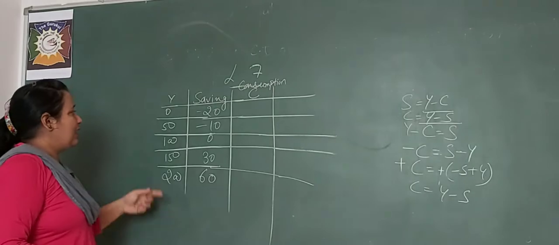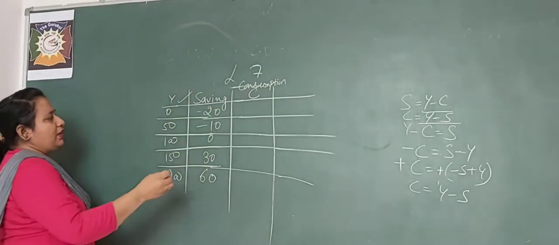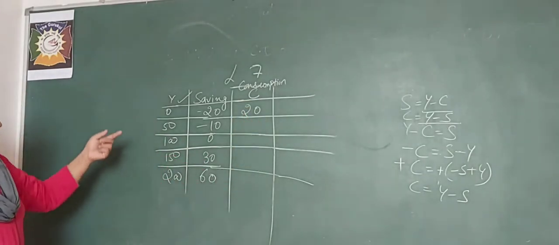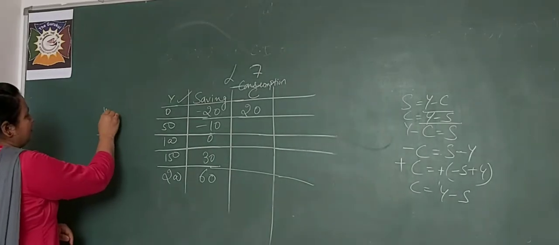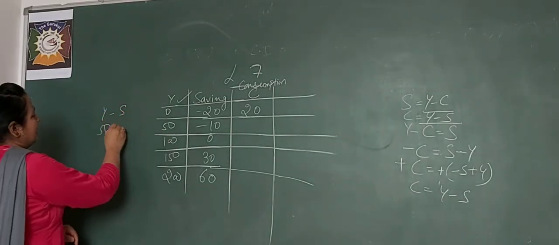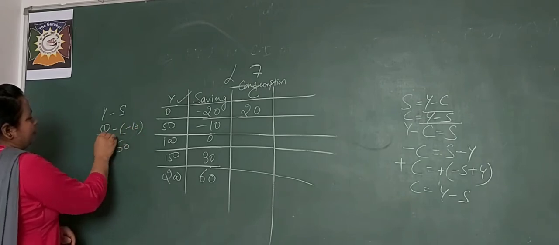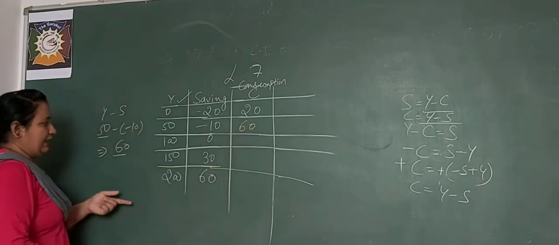तो let us start. I have 0 income and saving is minus 20. It means consumption will be autonomous, that is 20. What happens, अब क्या होगा, इनकम कितनी है मेरे पास, 50 and saving is minus 10. It means consumption is 50 minus minus plus, that is 60.